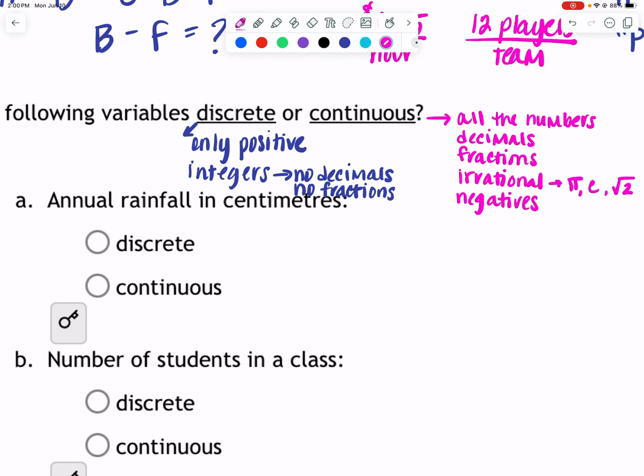A says rainfall in centimeters. So if we put this as discrete, that means when you look at the weather, they say we got exactly 3 centimeters of rain, we got exactly 12 centimeters of rain, exactly 96 centimeters of rain. I don't know what world y'all live in, but in the world I live in, rain doesn't fall in exact centimeters. It is much more likely that we got 3.6 centimeters of rain, or 96.1 centimeters of rain. Rainfall includes pieces of centimeters, so rainfall is continuous data.